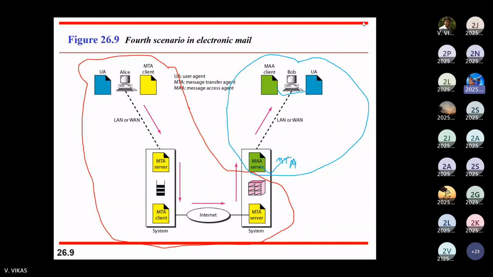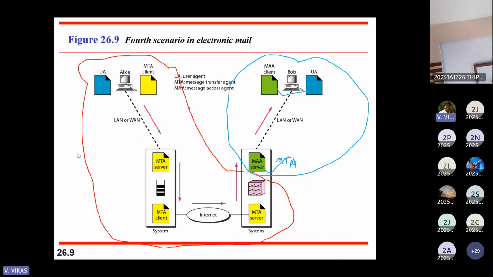Maybe MTA is only for transferring, sir. It cannot take the data from the mailbox. MTA is for transferring, it cannot take from the mailbox. Why do you think so?